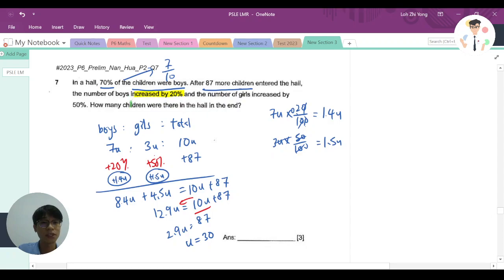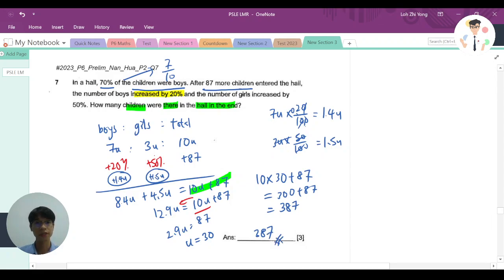The question now asks, how many children were there in the hall in the end? Which is 10 units plus 87. So 10 times 30 plus 87. So it will be 300 plus 87, and the answer is 387. Okay, and we are done.